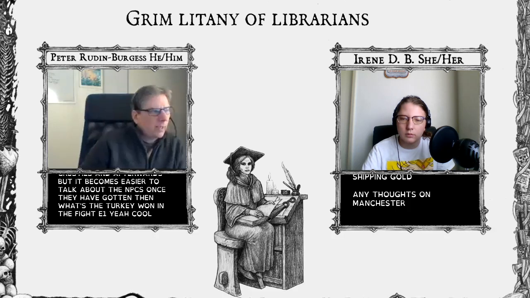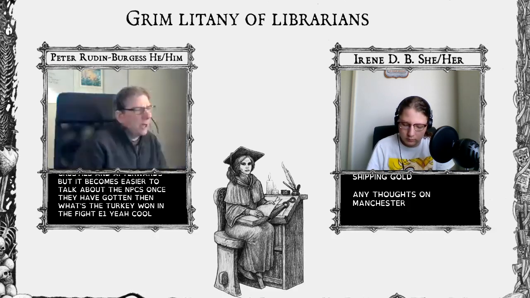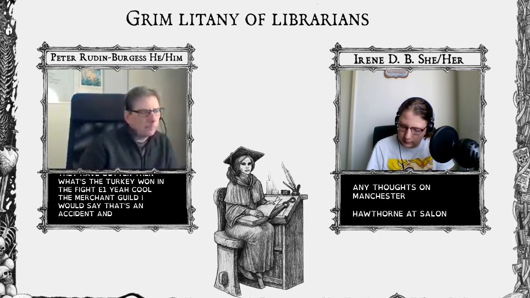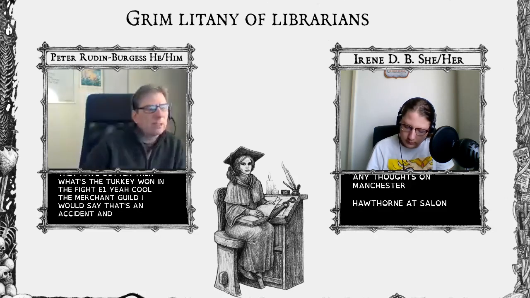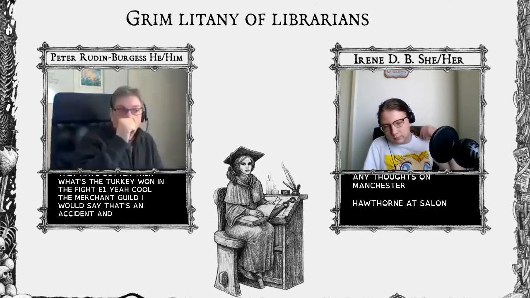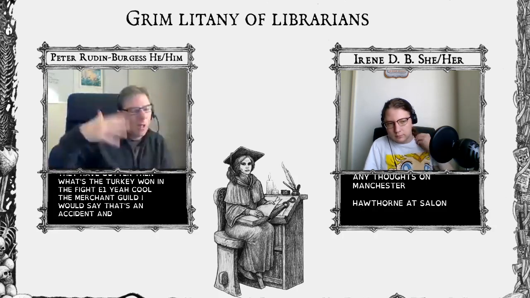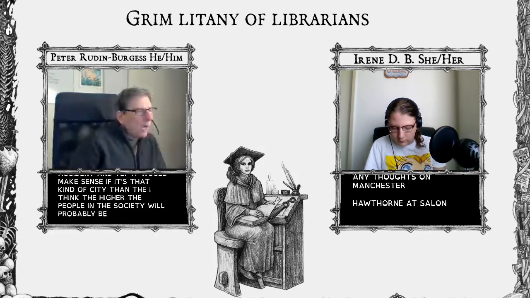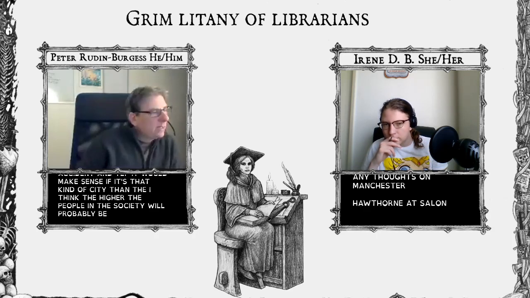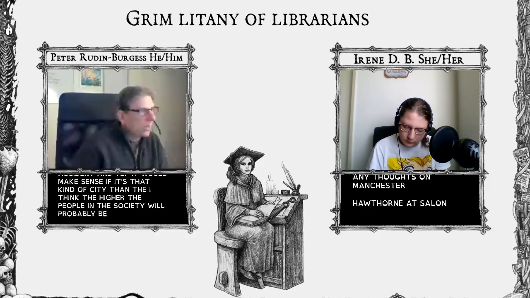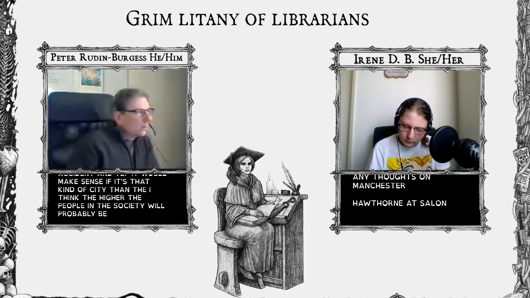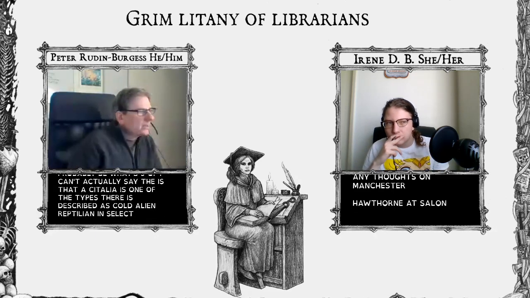Yeah, okay. So the merchant guild, I would say that's an Atlan. Also an Atlan. And it would make sense if it's that kind of city. Then I think the people in the higher strata of society would probably be... But no, I can't actually say. Acer Tilia is one of the types there, and it's described as the cold alien reptilian intellect. It says they serve as artisans, priests, and scholars.